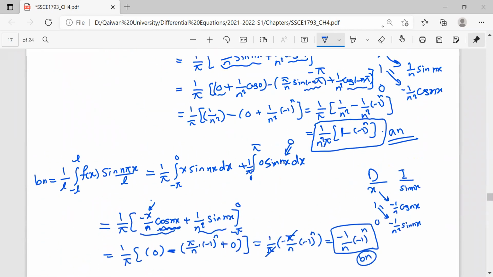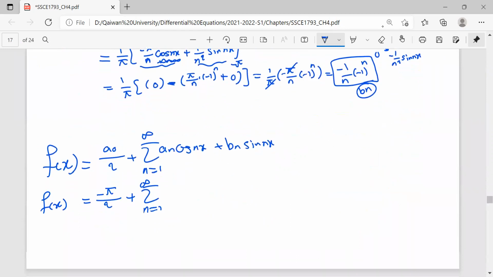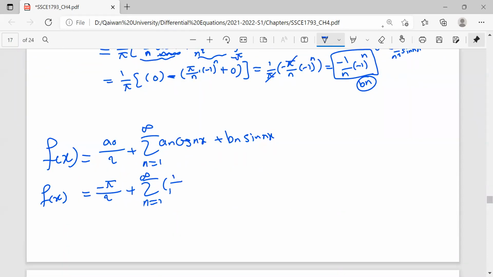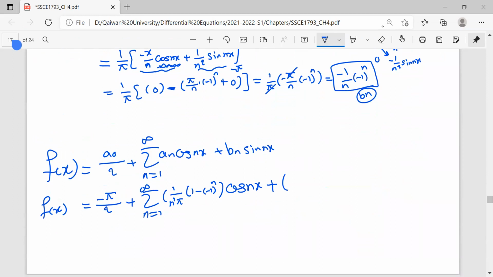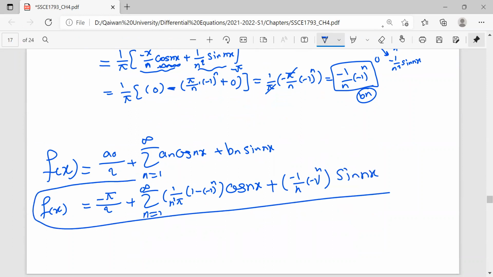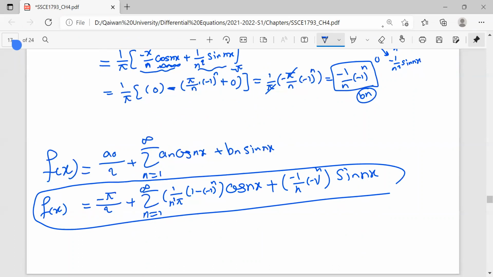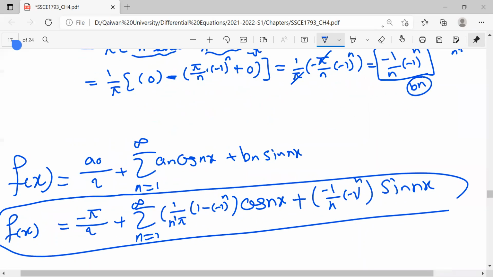For An, we found An, which is 1 over n squared pi times 1 minus minus 1 to the power n times cosine nx plus Bn is minus 1 over n times minus 1 to the power n times sine nx. This is the Fourier series. We just find A naught, An and Bn, then we plug into the formula. Yes. Let's take a break.